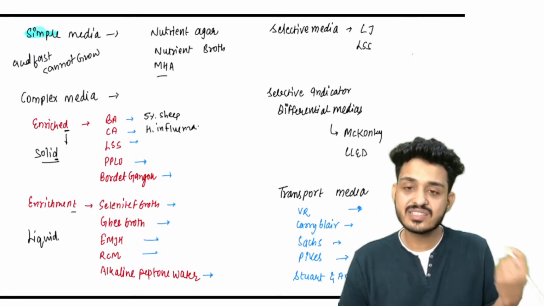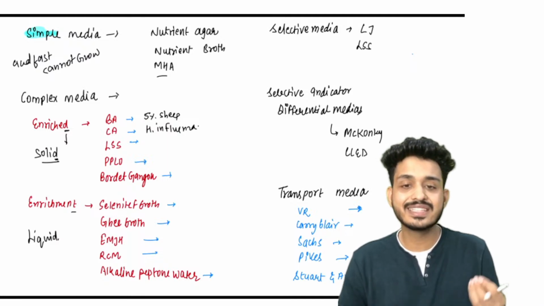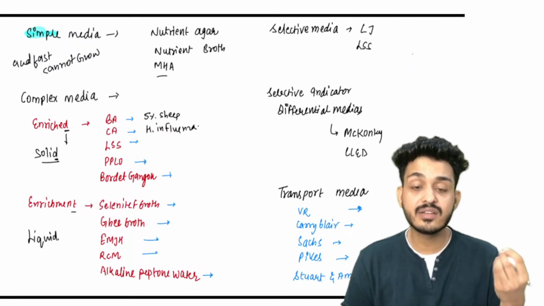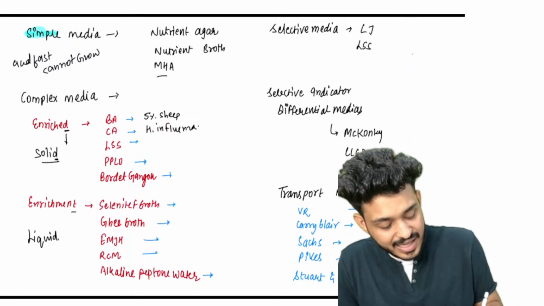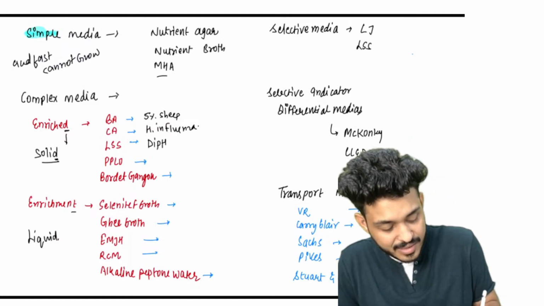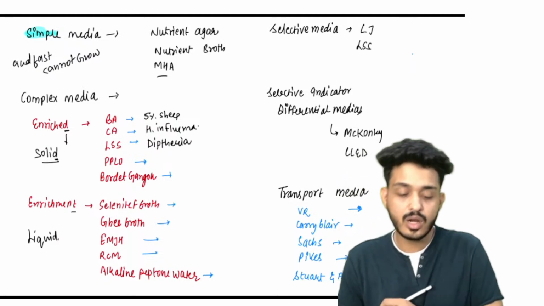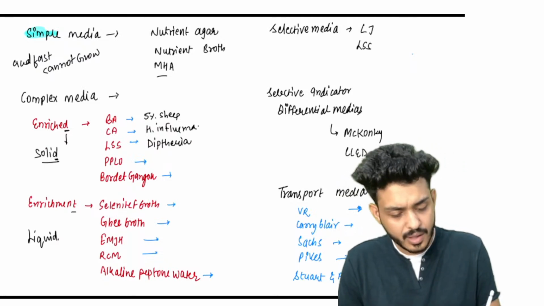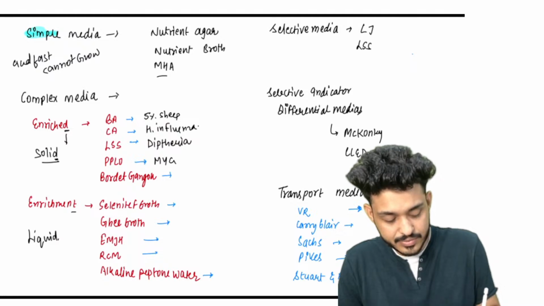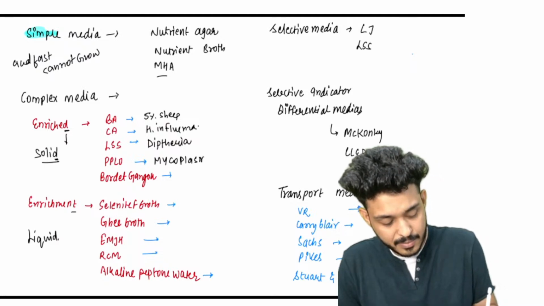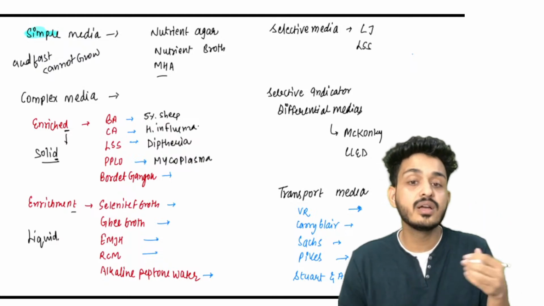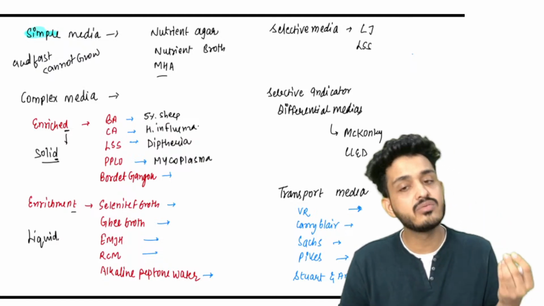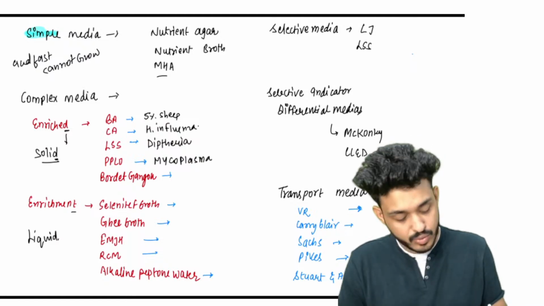Okay, LSS we are using it for Loeffler's serum slope. What is another name for diphtheria? Diphtheria is Klebs-Loeffler bacillus. So for Corynebacterium diphtheriae we use Loeffler's serum slope. PPLO agar we use for Mycoplasma, a tiny organism. क्या नहीं होता माइकोप्लाज्मा के अंदर? सेल वॉल नहीं होता.